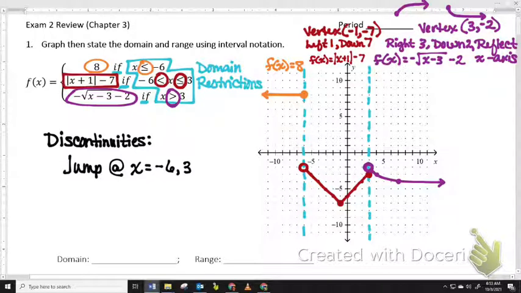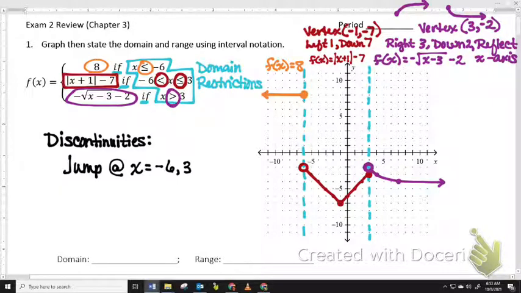Our domain, hold on, let me see if I can fix this real quick. There we go. Get that thing out of the middle. Domain, this is all the possible x values. I see I've got an arrow going off to the left, so I know I can get any kind of negative x value that runs off my graph. It looks like -6 might be a problem, but I do have a filled in dot there. So there is an x value to evaluate at -6.